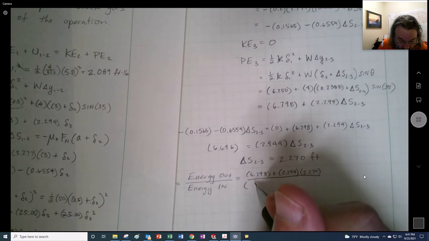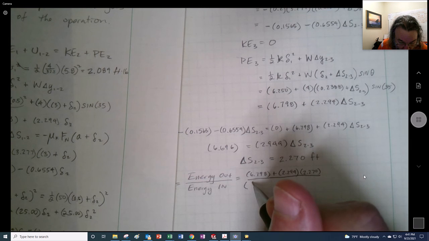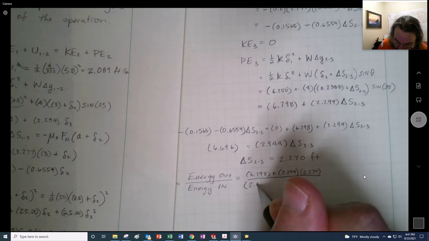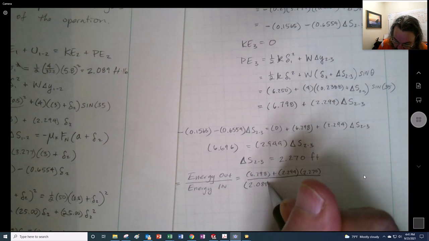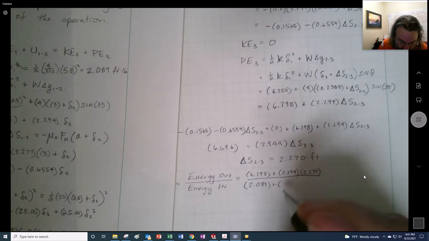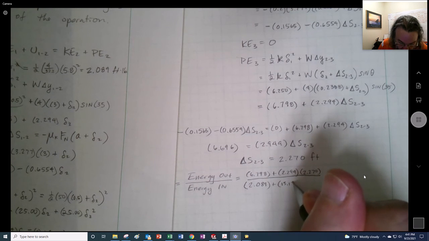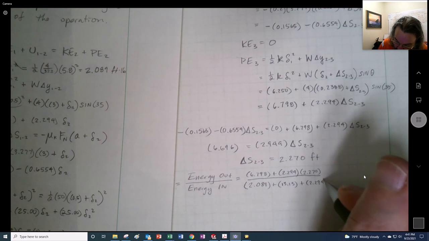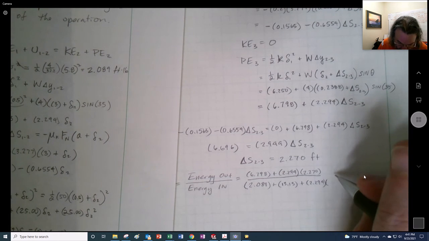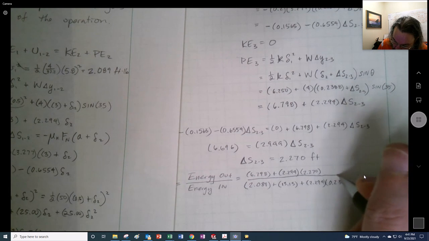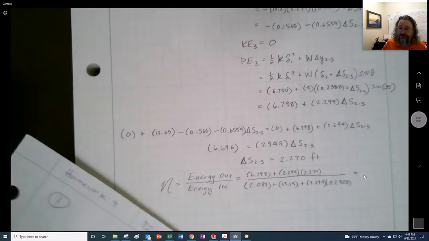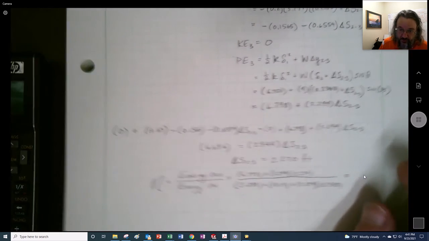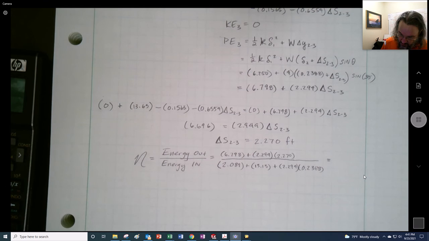So that's going to be, I should write this as an equation, but I didn't. So too bad. The kinetic energy isn't actually that much compared to the potential. We're going to have 13.13 plus 2.294 times del 2, which we found to be 0.2388. We probably could have messed around with this in another way, but this is the way I decided to do it on the fly.